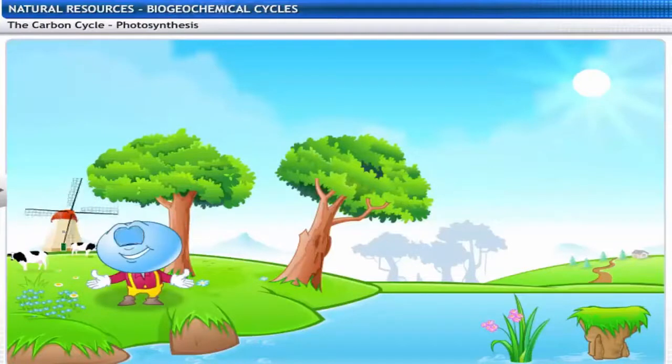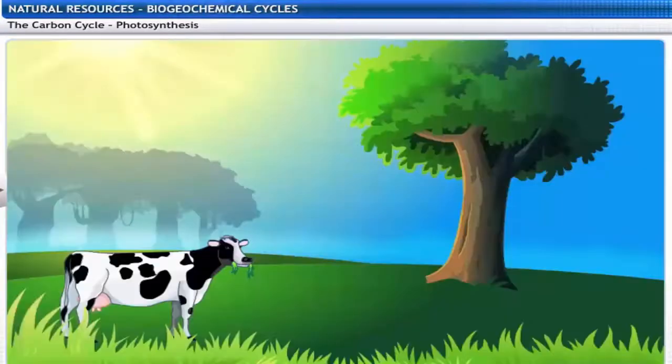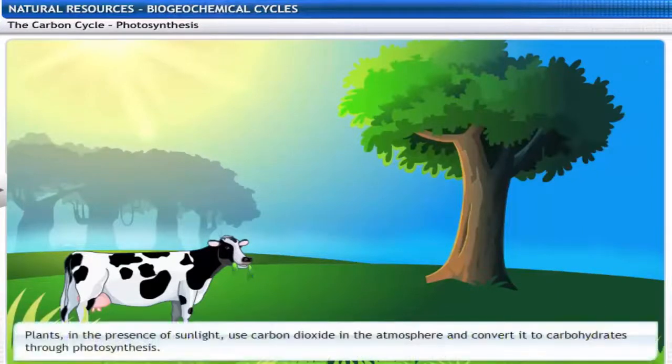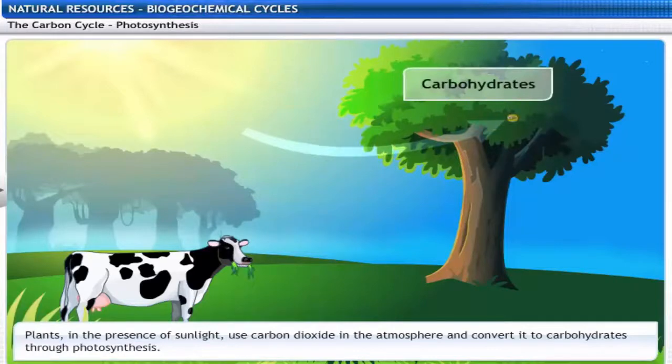As you can guess, it's important to maintain the correct amount of carbon in the biosphere. This happens through the carbon cycle. Let us now look at the carbon cycle in detail. The cycle starts in plants. Plants, in the presence of sunlight, use carbon dioxide in the atmosphere and convert it to carbohydrates through photosynthesis.